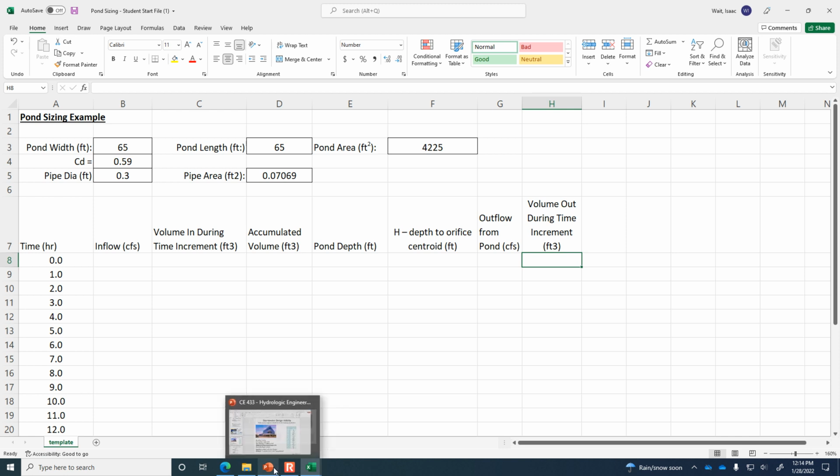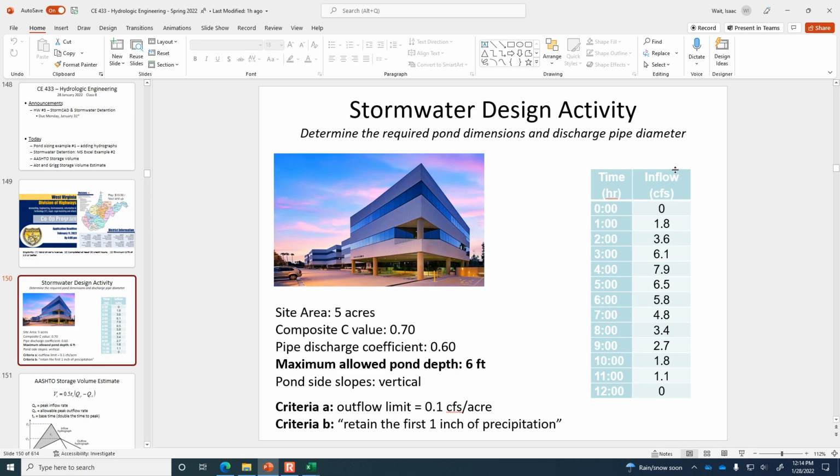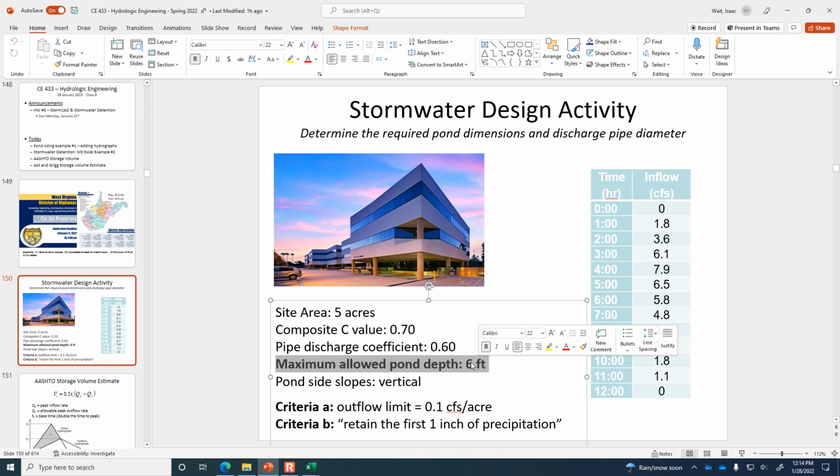The problem statement gives us an inflow hydrograph that we're going to type in. Now let's see here. It says here that the maximum allowed pond depth is 6 feet. It hasn't told us the dimensions of the pond. That's part of what we're designing, is how big does it need to be. We're also designing how big should the pipe be. Those are the two factors that we are going to size. The size of the pond and the size of the pipe.